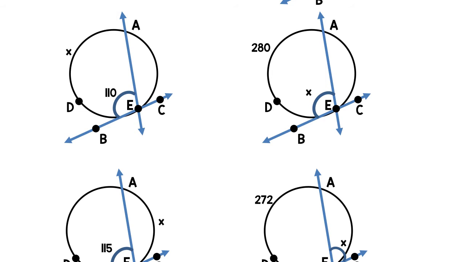We have a real similar looking circle, and I want to know the measure of x. If my angle measure is 110, remember, the measure of the angle is equal to half the measure of the arc. We can say 110 is half of x. So to get x alone, we just multiply both sides by 2, and I get x is 220.